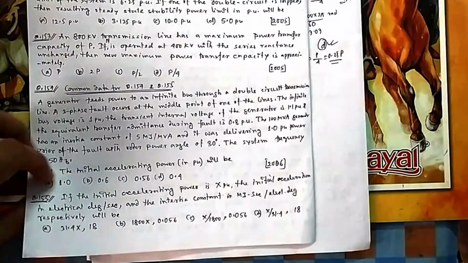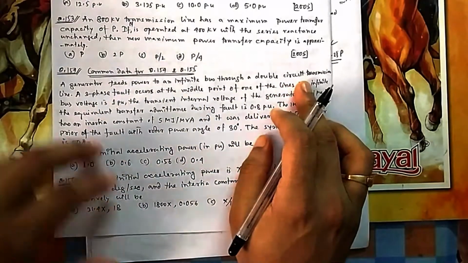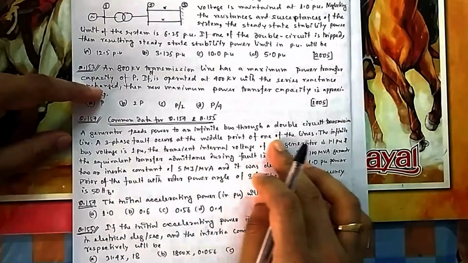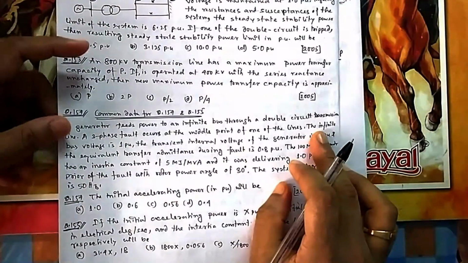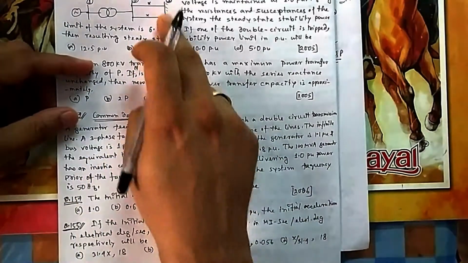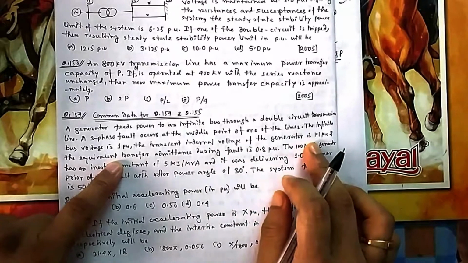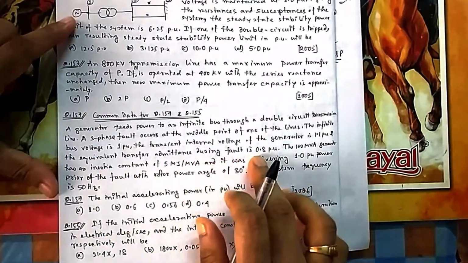Now if you come to 154, a generator feeds power to an infinite bus through a double circuit transmission line. You can think of it this way, double circuit line. A three-phase fault occurred at the middle of one line. The infinite bus voltage is 1 per unit. You can think that no transformer is there. The transient internal voltage of the generator is 1.1 per unit. The equivalent transfer admittance during the fault is 0.8.